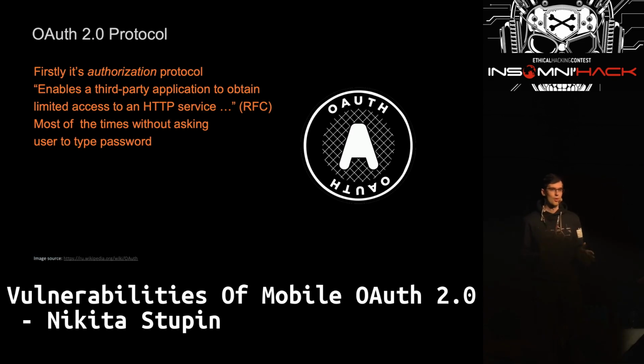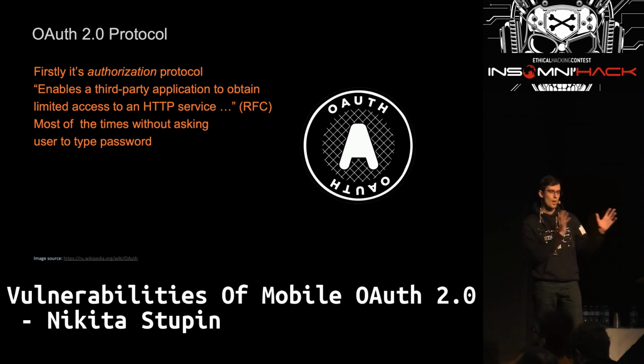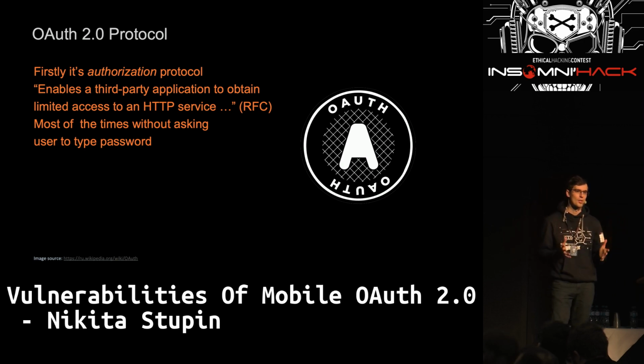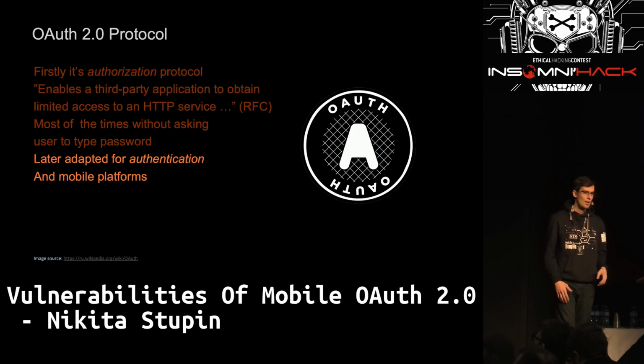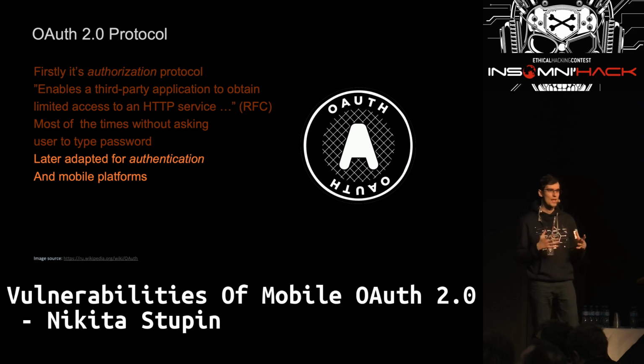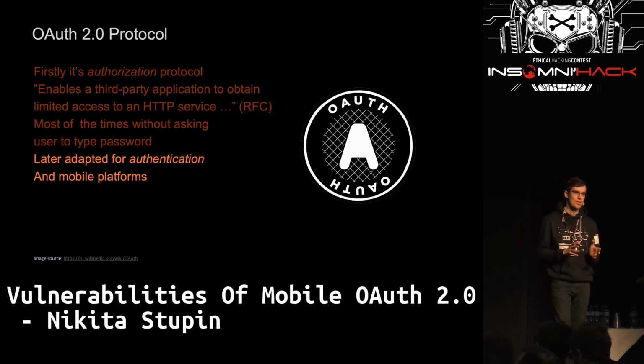The OAuth protocol is a protocol by which a third party can obtain access to user data, and usually it's done without asking the user to enter their password and credentials. But later it was adapted for authentication and mobile platforms. And since authentication is a more complex process than authorization, and mobile is different from browsers, vulnerabilities arose.